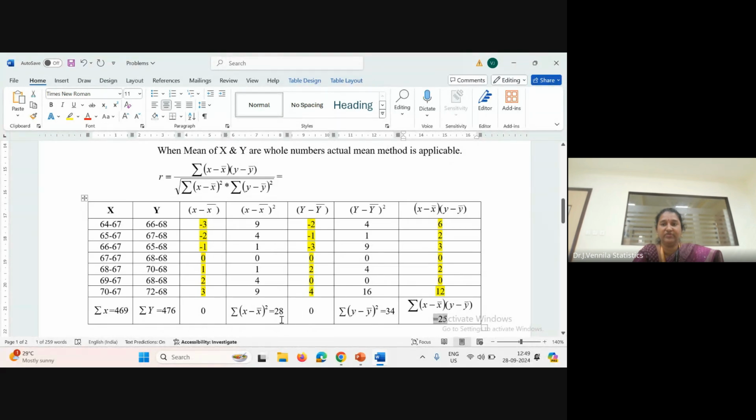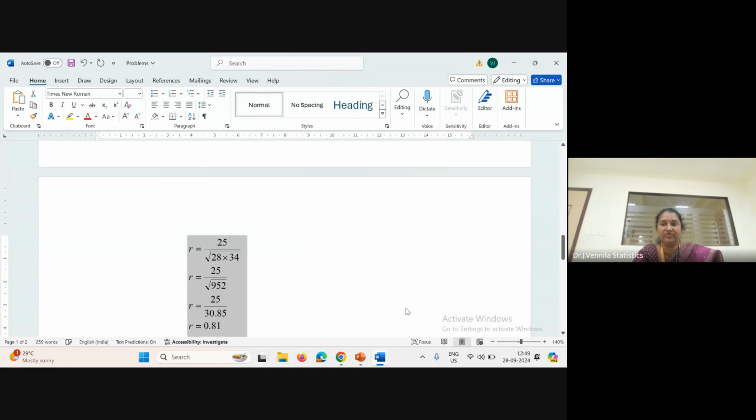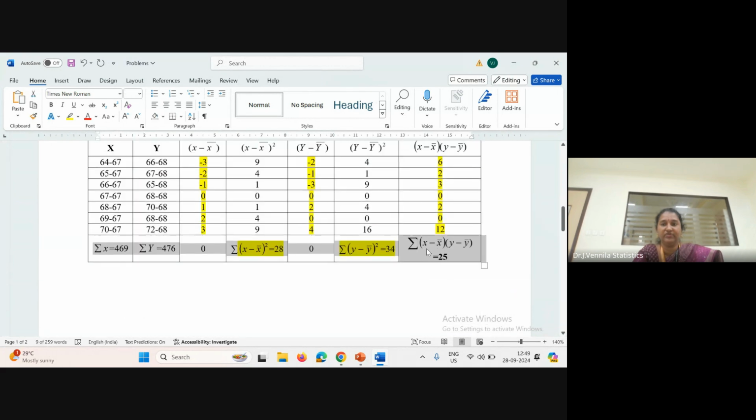Now these three values are most important: one is this answer, another one is this answer, and the last one is this answer. From this table we will consider only these three values.